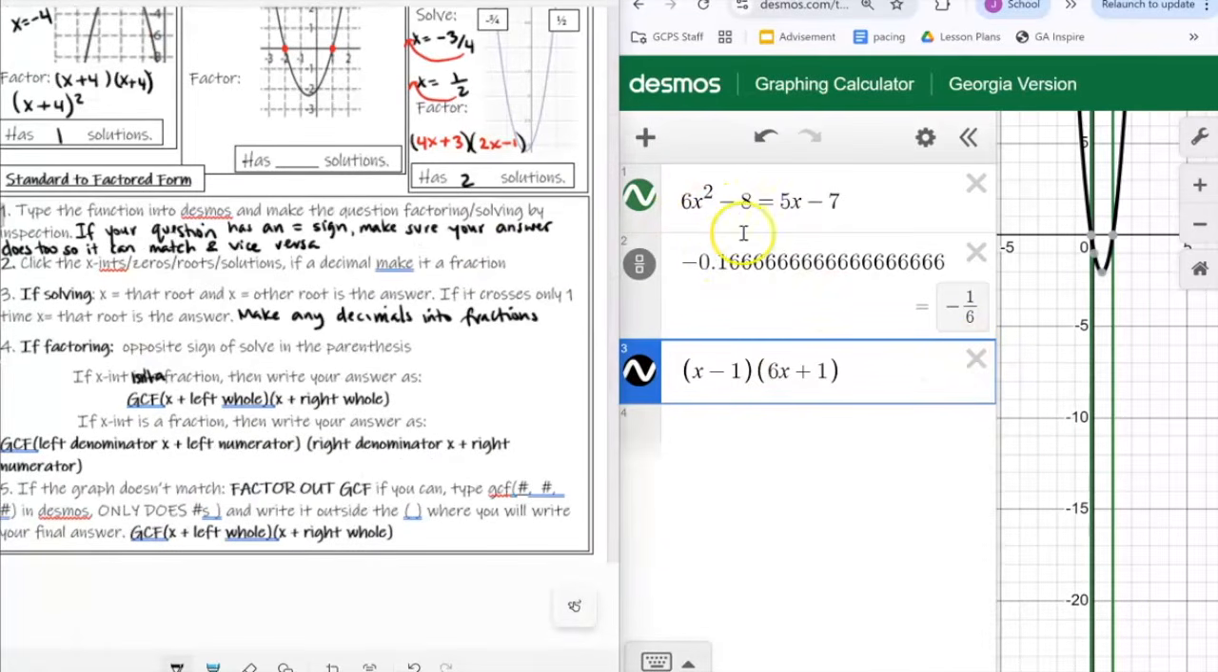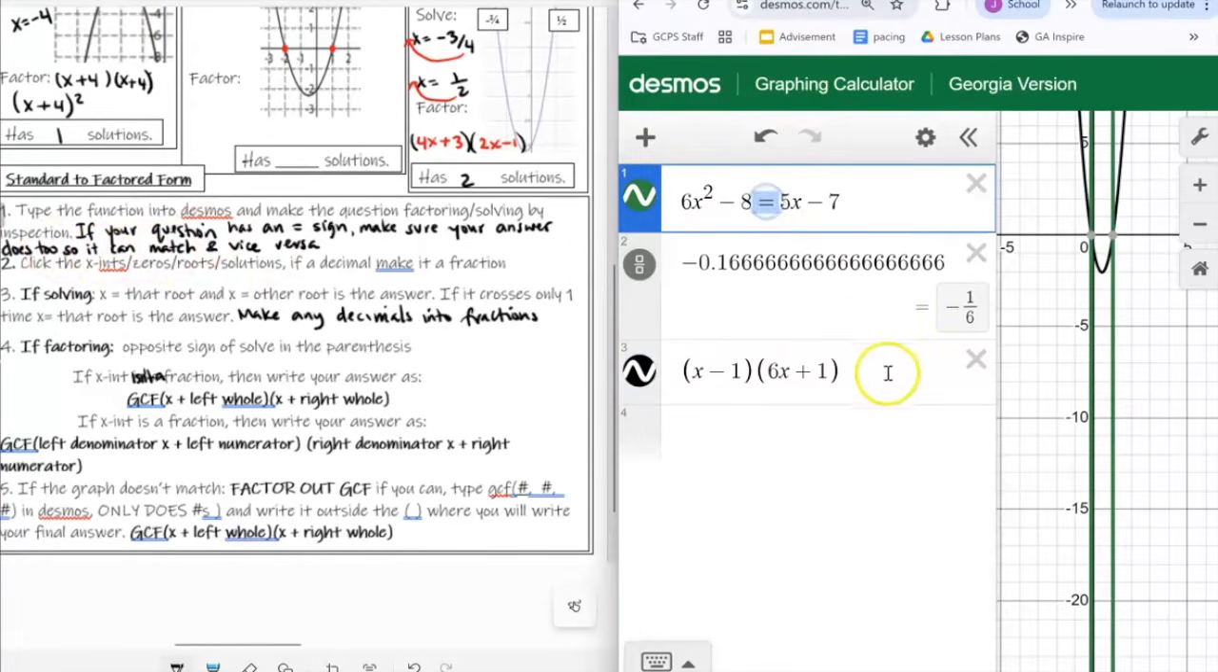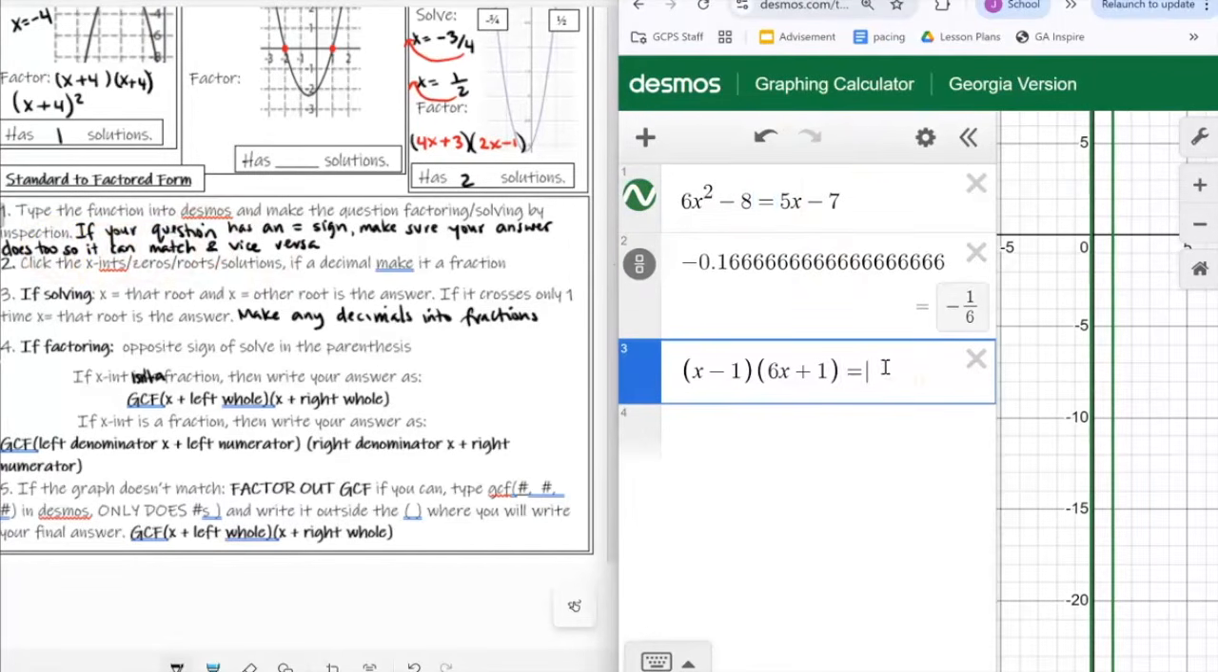Now, here's a note that we have to take into account. If your question has an equal sign, you need to make sure your answer also has an equal sign. So because there's an equal sign here, in order for it to match, it also must have an equal sign here. Now, what am I going to set it equal to? Because factored form, you set it equal to 0. If your question has an equal sign, you put an equal sign in the answer. If your question does not have an equal sign, you don't put an equal sign in your answer. That's how you check if you're correct.